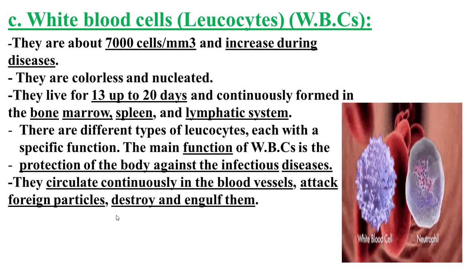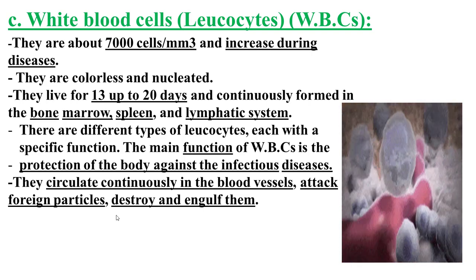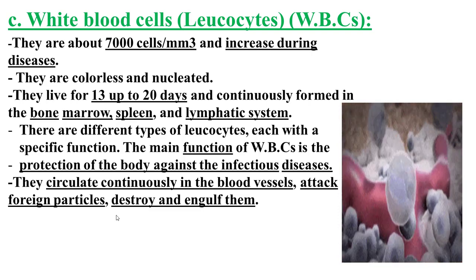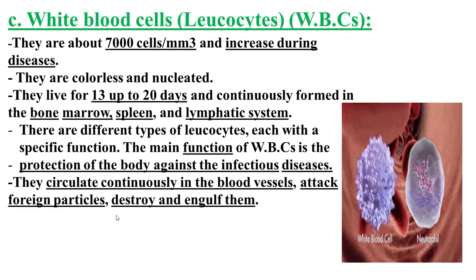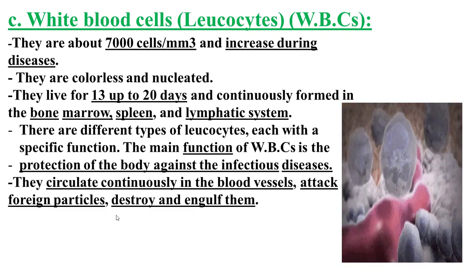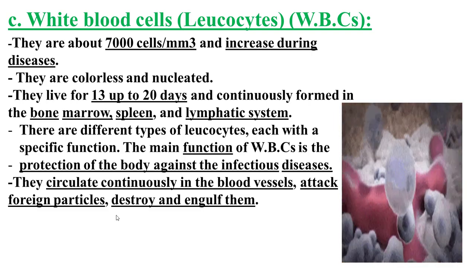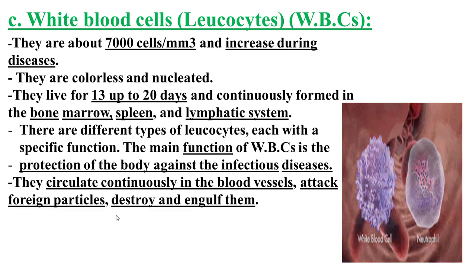There are different types of leukocytes, each with a specific function. The main function of white blood cells is the protection of the body against microbial infection and diseases. They circulate continuously inside the blood vessels, attack and engulf foreign bodies, and destroy them. After destruction, they engulf them to be digested.